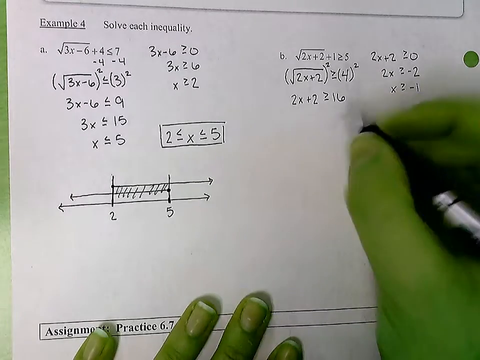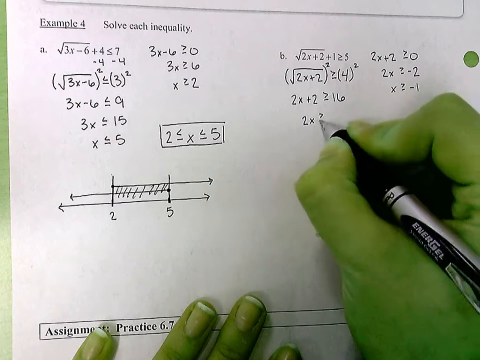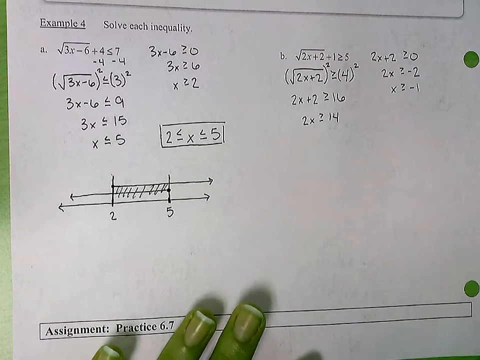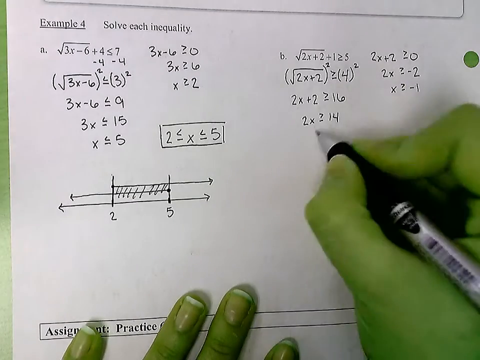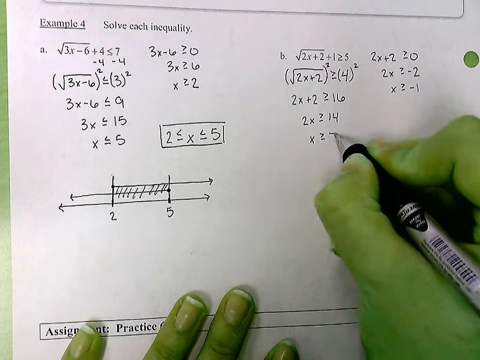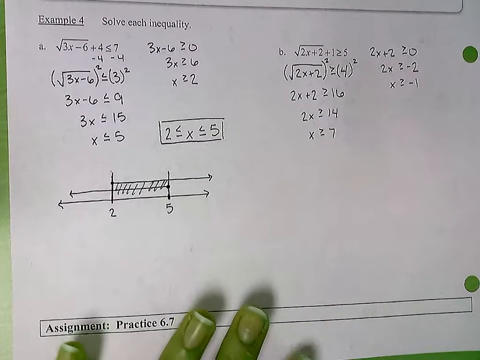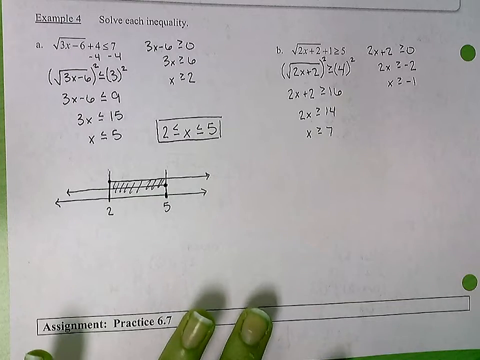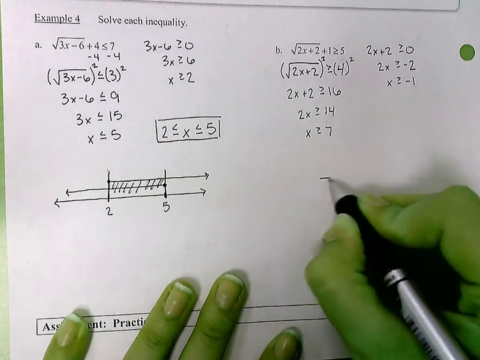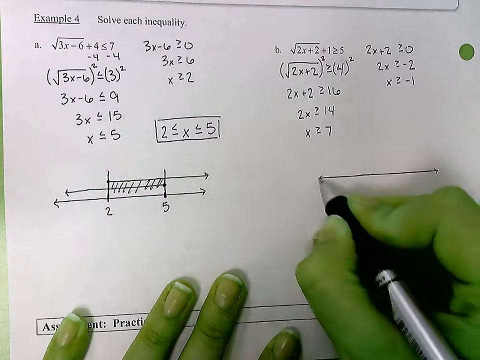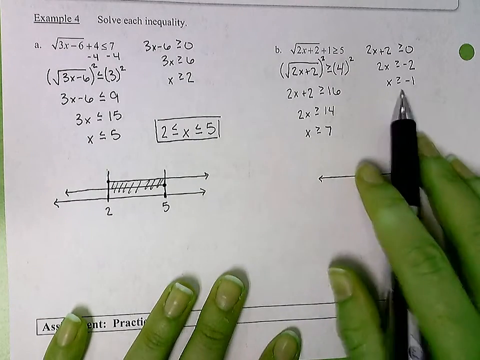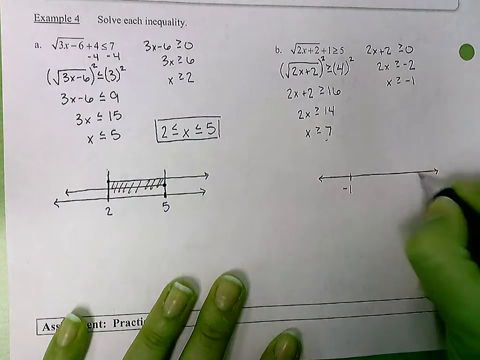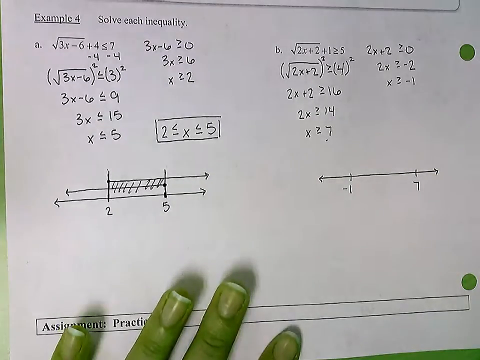Subtract 2 from both sides. So we have 2x is greater than or equal to 14. Divide by 2. And x is greater than or equal to 7. Now that I have my two numbers here, we'll draw in this number line. We have -1 and +7. So -1 on the left, +7 on the right.